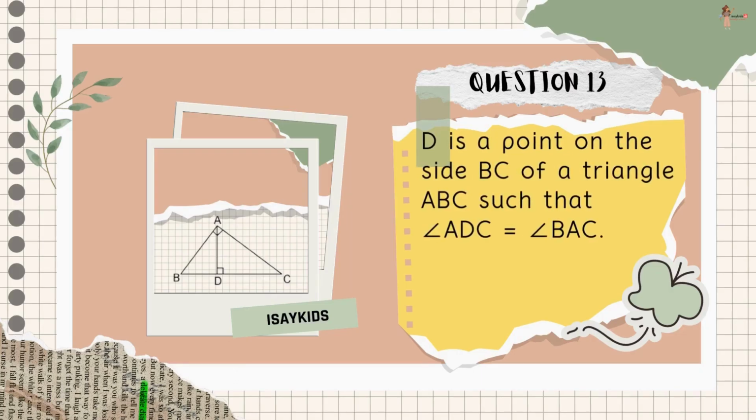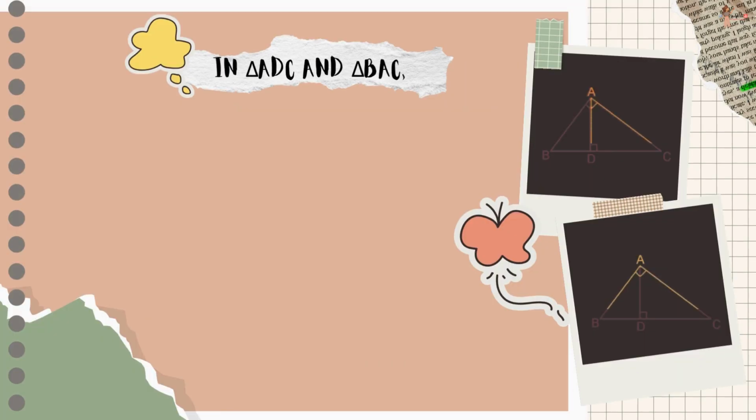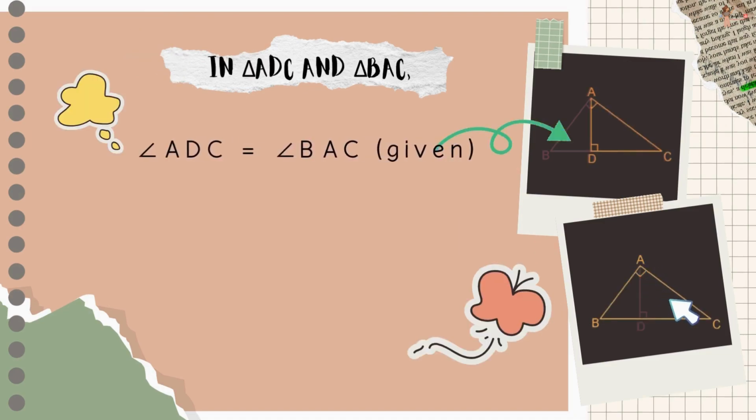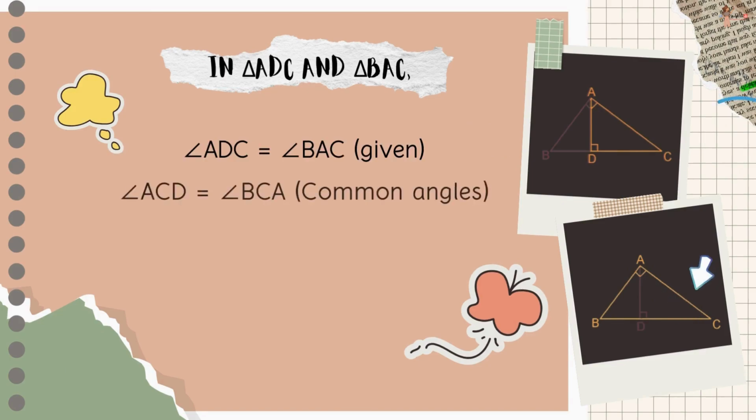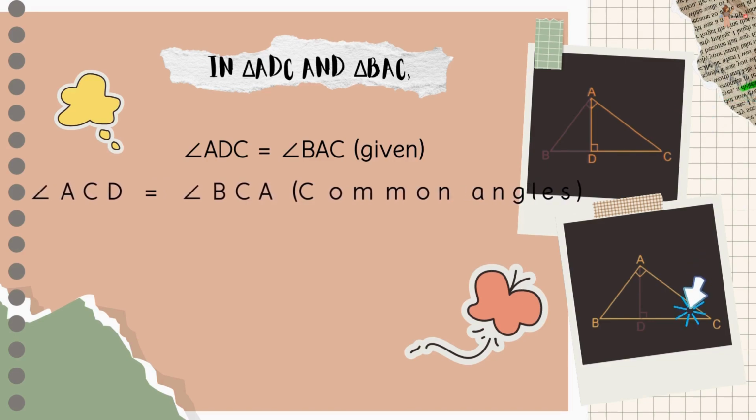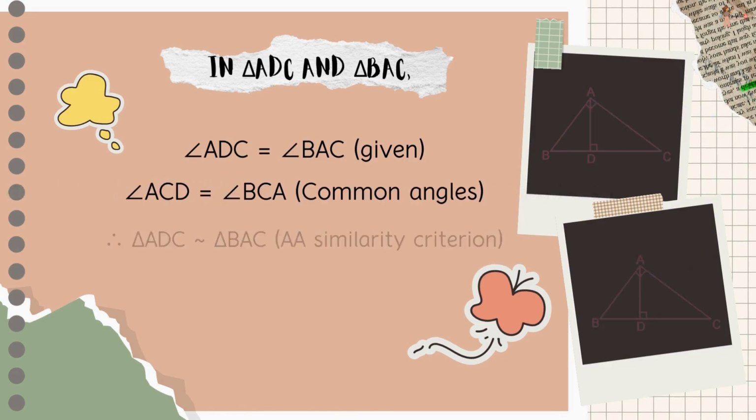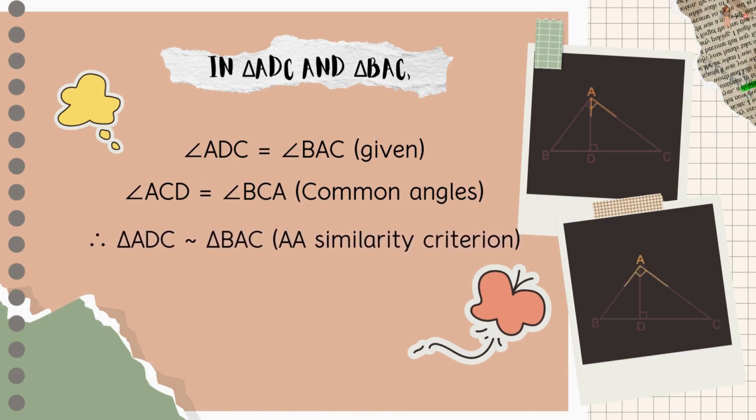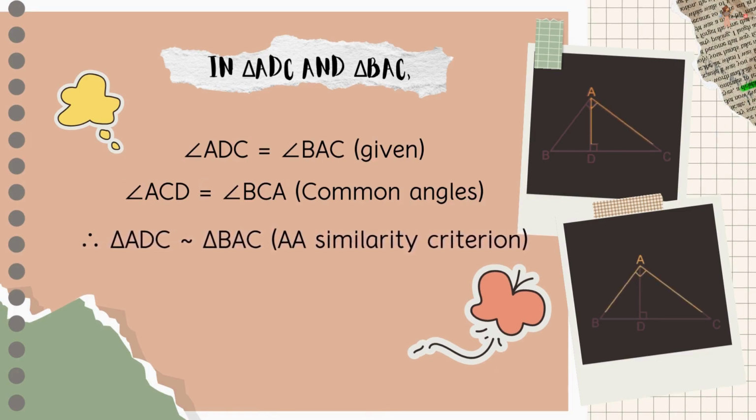D is a point on the side BC of a triangle ABC such that angle ADC is equal to angle BAC. Show that CA square is equal to CB into CD. In triangles ADC and BAC, angle ADC is equal to angle BAC. We are given that. Now angle ACD is equal to angle BCA because these are common angles. Therefore, triangle ADC is similar to triangle BAC via AA similarity criteria.